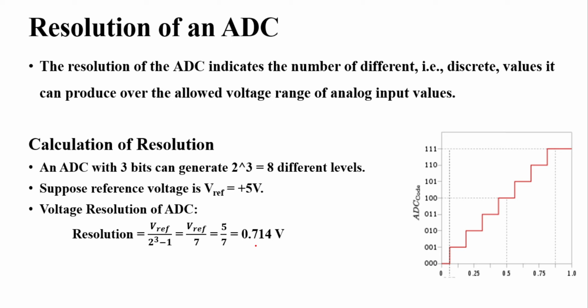So the resolution of a 3-bit ADC is 0.714 volts. That means each step between 000 to 001 is 0.714, and similarly the next step will again be 0.714 and so on. So this is what resolution means. It is very obvious that if we increase the number of bits of any ADC, then we can increase the resolution. So the higher the number of bits, the higher the resolution of an ADC.